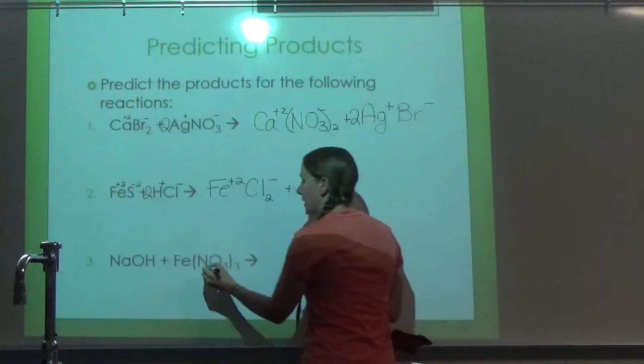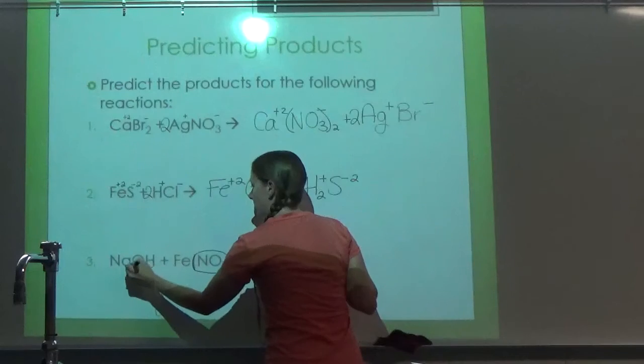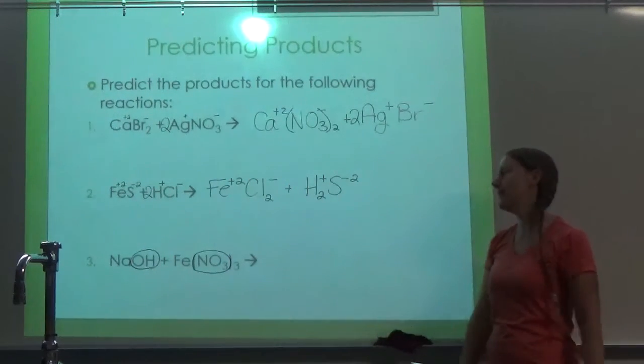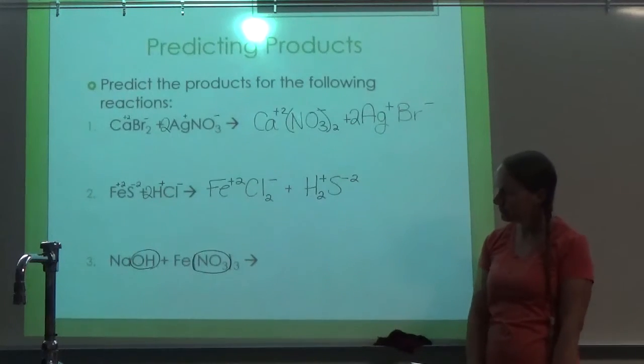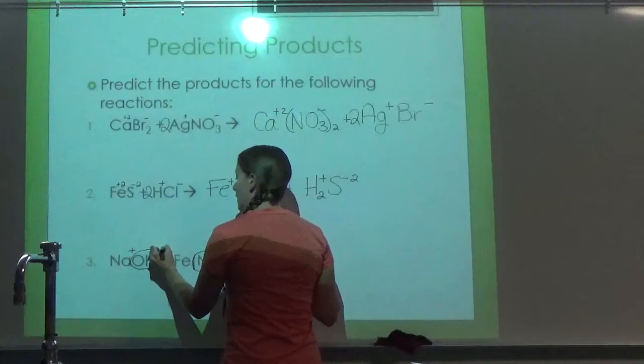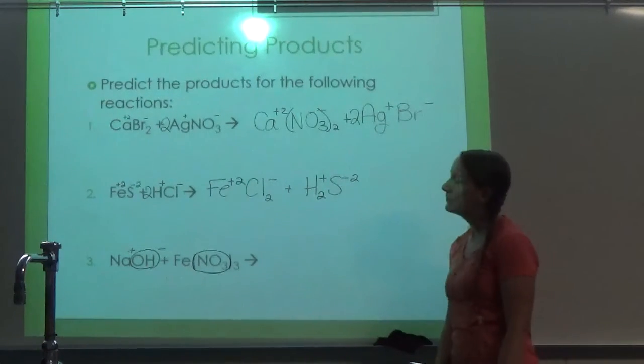Just remember, if you have trouble with polyatomic ions, I would circle this, and I would circle that. All right, so try this one, and I'll assume you've done that, and let's look at it together. So Na is in group 1, so it has a positive 1 charge. OH is hydroxide, it's a polyatomic ion, it has a negative 1 charge.